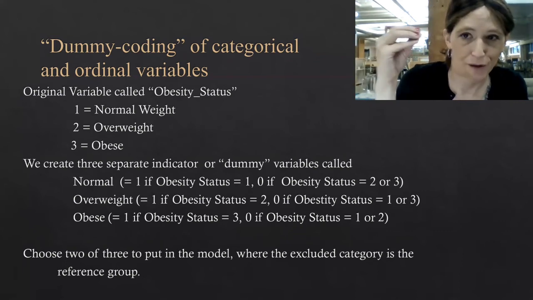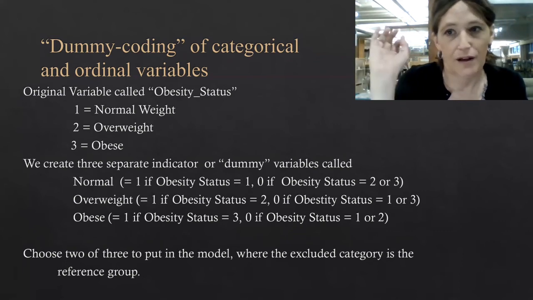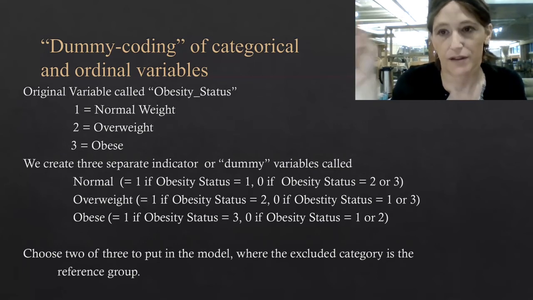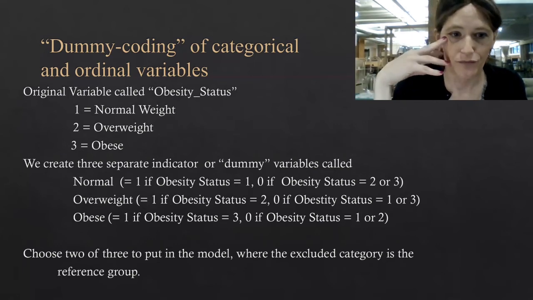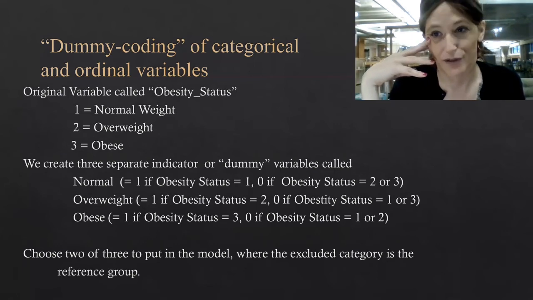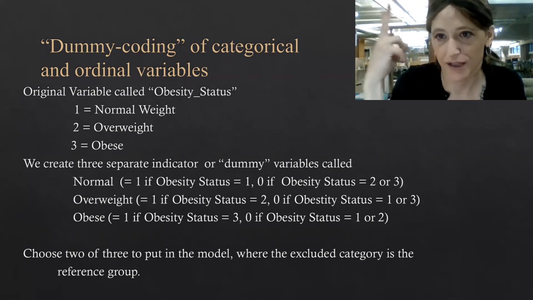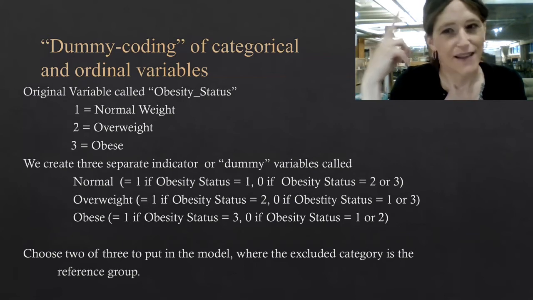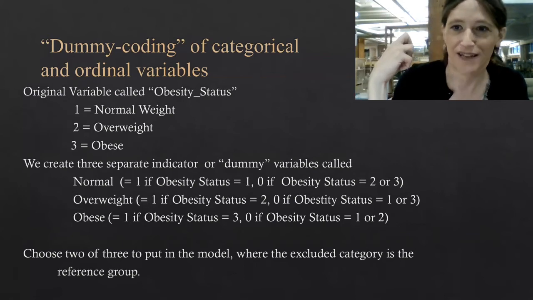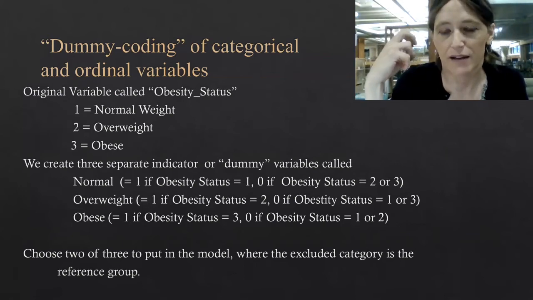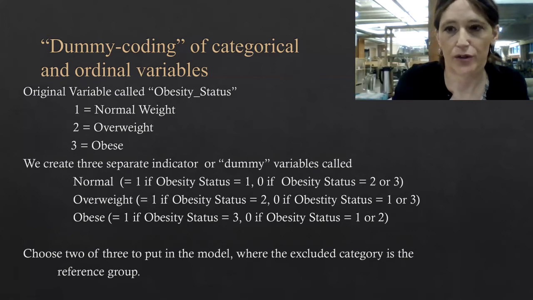So if you're normal weight, you're a 1 for the normal variable. If you're not normal weight, then you're 0. And the same is true of the others. But when I plug this into the regression equation, I actually only choose 2 of these to put into the model. That's very counterintuitive, but there's a reason for that, as I'll show you here shortly.